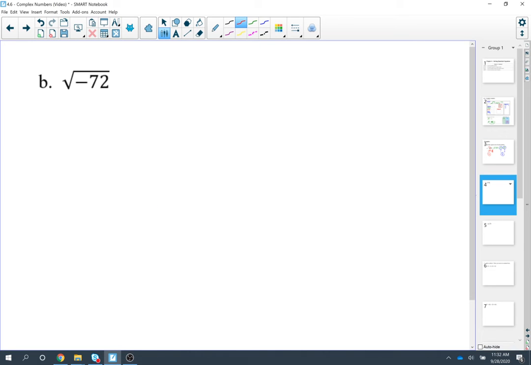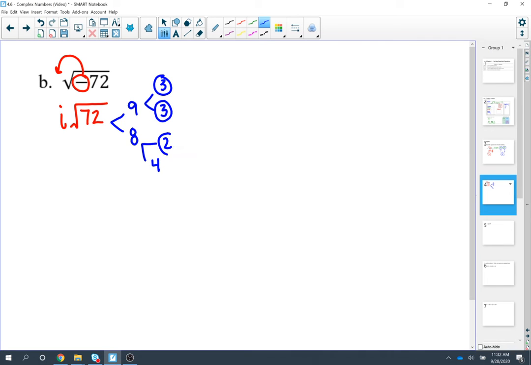Letter B. Square root of -72. So once again, we can kind of break this down as -1 times 72, but I'm just going to go the short way. I'm going to say, okay, I don't like the negative. That's going to come out, and that's going to become an i. Then we're just dealing with the square root of 72. At this point, I'm going to break it down. I know that that's 9 times 8. 9 is going to break down into 3 times 3. 8 is going to break down into 4 times 2. And then 4 is going to break down into 2 times 2.